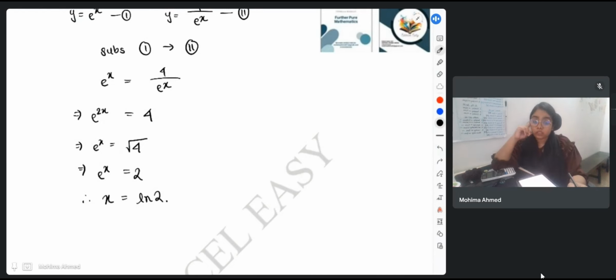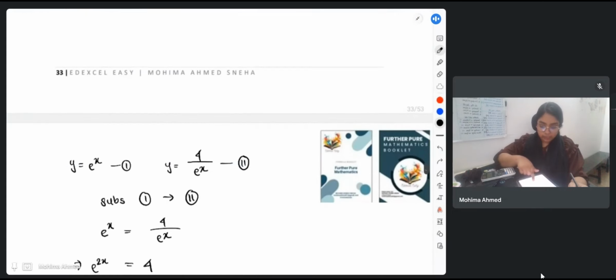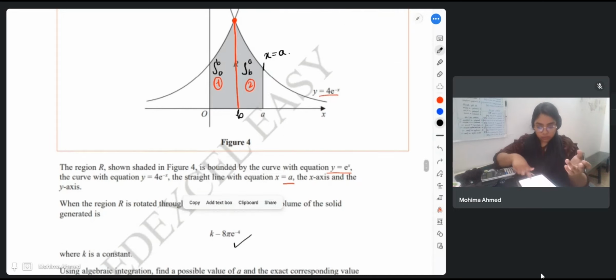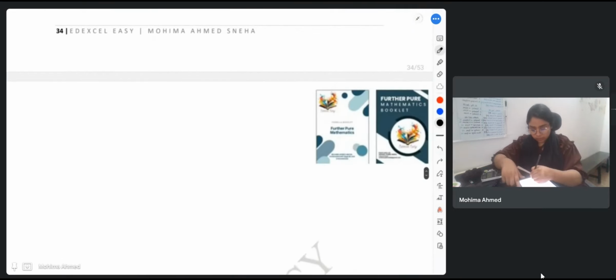Okay, now we have the x-coordinate, and now we have to start with the integration. For the integration, we can clearly see we have to first find the integration of the first region and then add it with the second region. So that's easy. We'll start the integration here. Volume was for e power x.